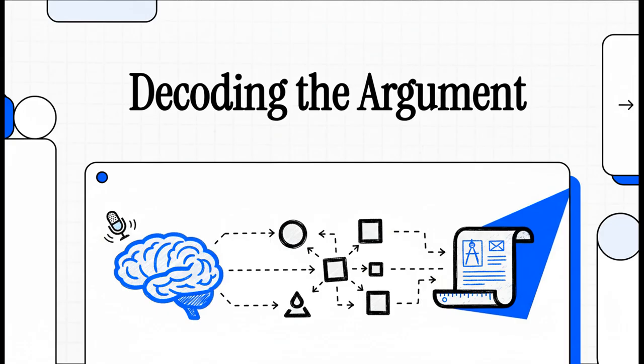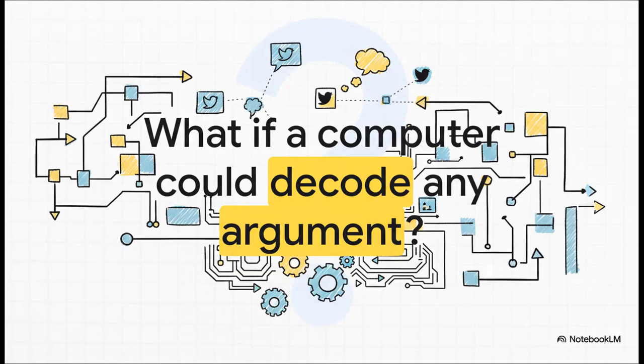We're decoding the hidden blueprint of persuasion. Think of it like a user manual for how arguments actually work. So let's start with a little thought experiment. What if you could see the matrix behind every argument? I mean, what if you could map out the hidden structure in every debate, every hot take, every single persuasive tweet you scroll past? Imagine seeing the actual machinery whirring away just underneath the words.